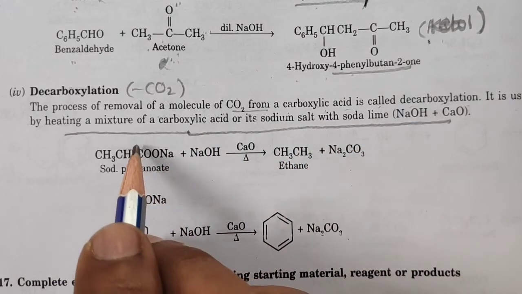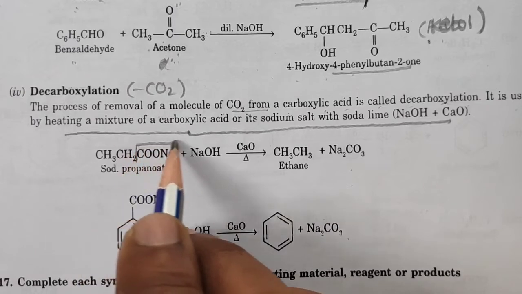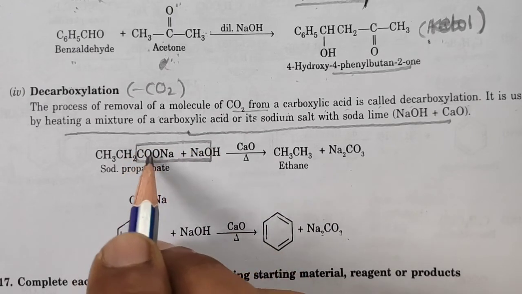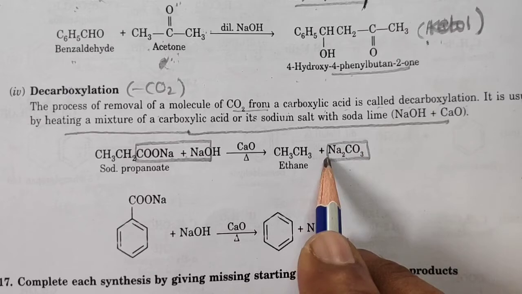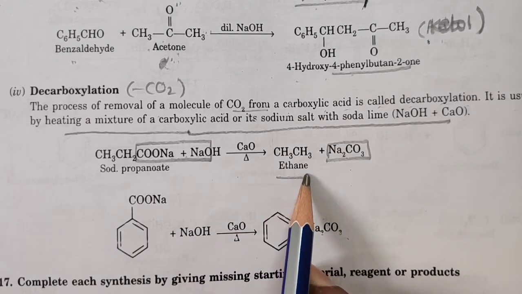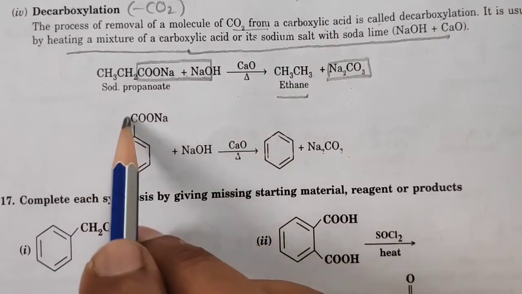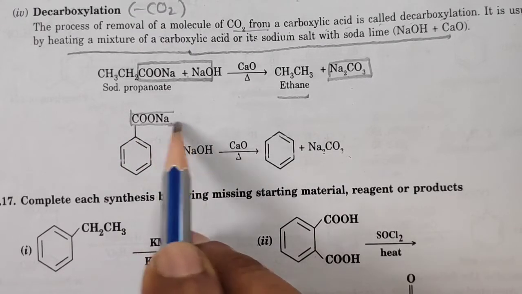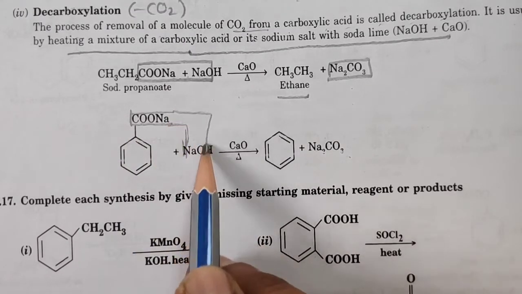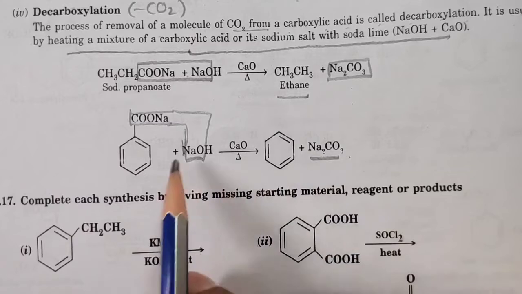Now when we talk about this case, what will happen? COONa and this one here, so Na2CO3 here, this is the box I have drawn, will get removed and you will get ethane. Same thing here also: you can see this part here and here is removed, meaning Na2CO3 is removed.